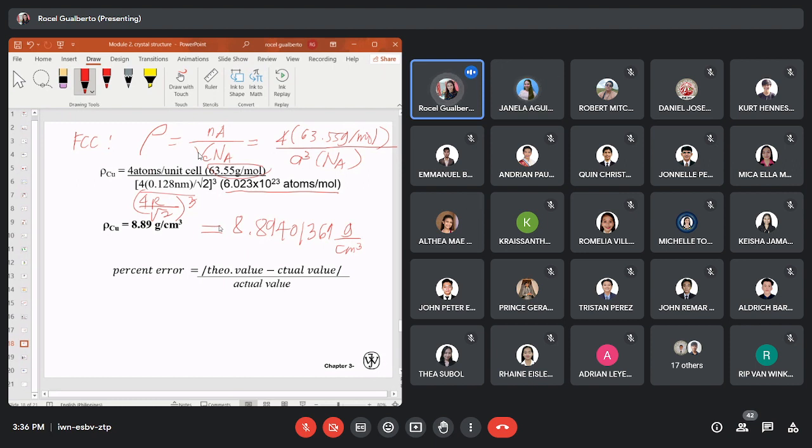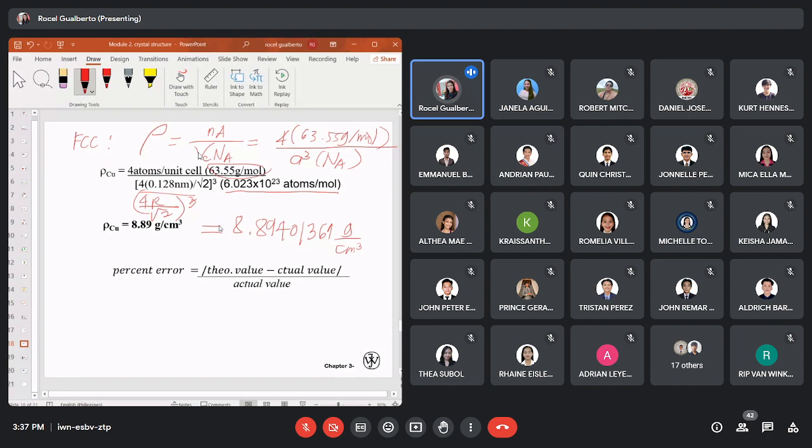O, Miss Romelia, may na-solve ka na ba? Yes po, same lang po. O, John. Parehas lang po. Okay, so this is the value. Okay, so we call this your theoretical density. Given the structure, we come up with this value.